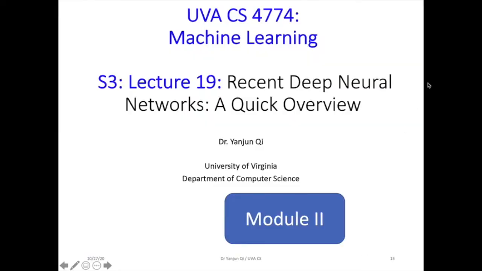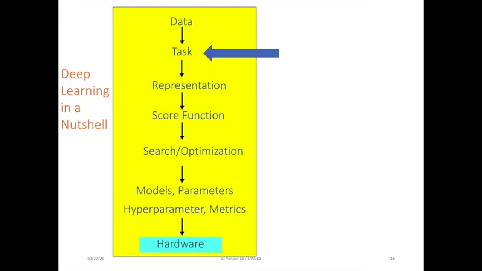Okay, so this is module 2 of lecture 19 in our 4774 machine learning fall semester class. In module 1, I roughly explained why we designed that deep learning nutshell. In this module 2, we now move to the second variable that we can use to decompose the deep learning literature or the works.